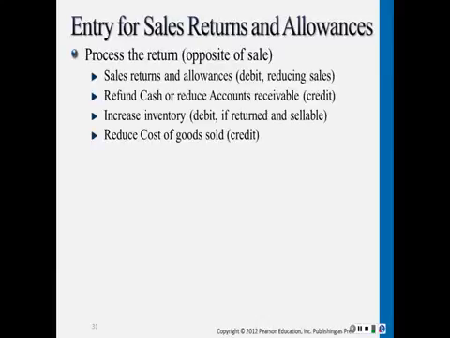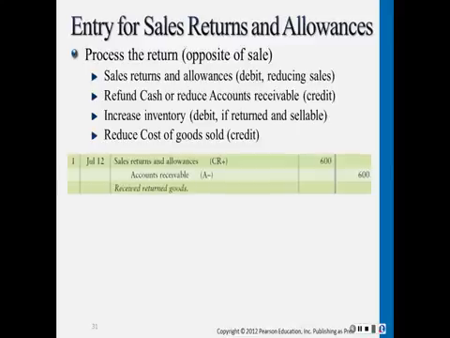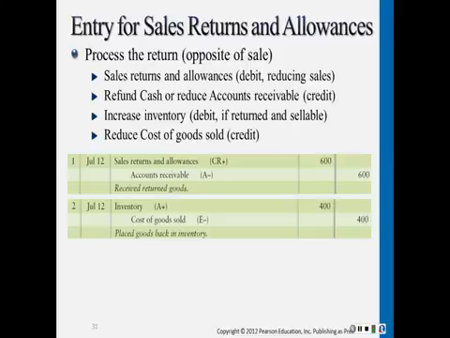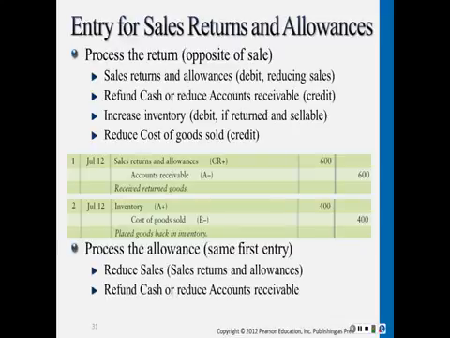If a customer returns an item or is granted an allowance, sales returns and allowances is debited. The customer's accounts receivable is reduced. If the transaction is a sales return, that is, the merchandise is physically returned to the company, a second entry is needed. The inventory account is debited and the cost of goods sold is credited. If the transaction is a sales allowance, only the first entry is needed.